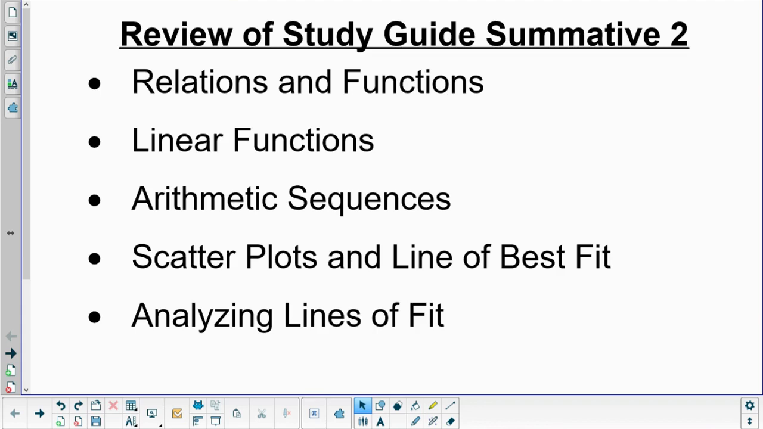Right, in this lesson, we're going to be reviewing the study guide for Summative 2. Hopefully you had a chance to go ahead and look at that study guide over the weekend. If you have not, pause your video and try the problems in the packet.